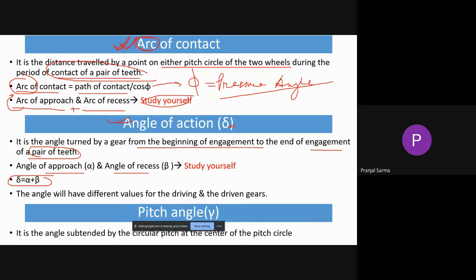This particular angle will have different values for the driving and driven gear. It is important. Depending on the size and the number of teeth in the driving gear and the driven gear, the angle turned by them is different, even though the pair of teeth comes from this one as well as from that one. The value is different for them, because the velocity ratio also depends on the size. That means the speed of this and the speed of that will be different. So how much one has rotated, and during that time how much the other has rotated, will have different values.